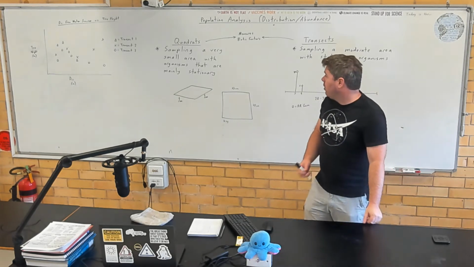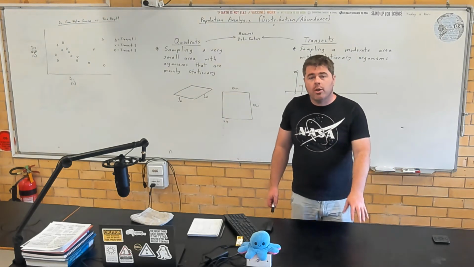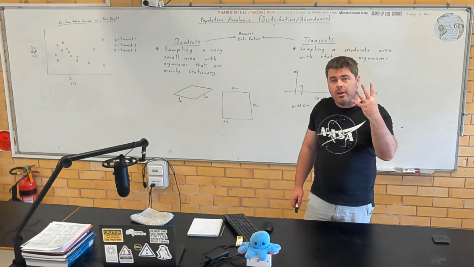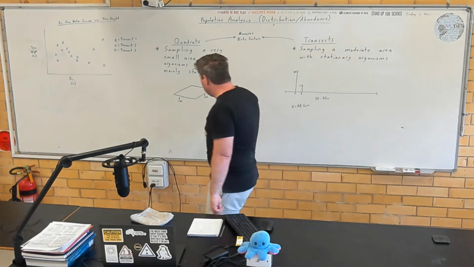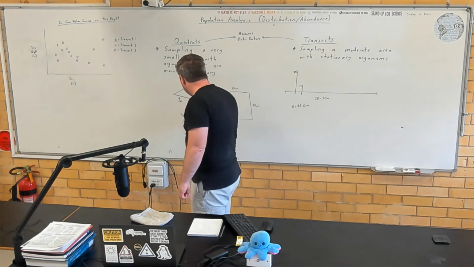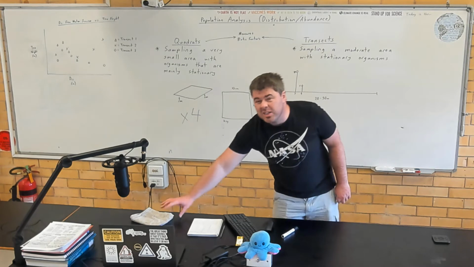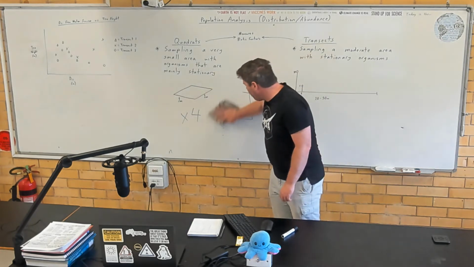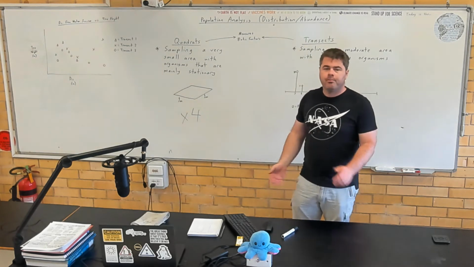Same thing happens with our quadrats. Now, as a rule, you need to perform a quadrat at least 4 times. 3 is the minimum. 4, a little bit better. All right, and it's best to perform this in a variety of areas so you've got a pretty consistent idea of what's in that region.